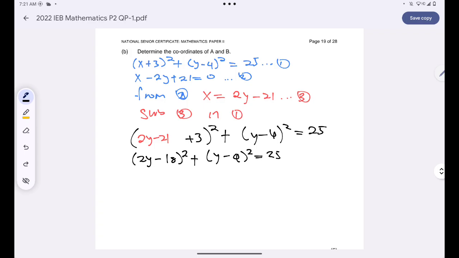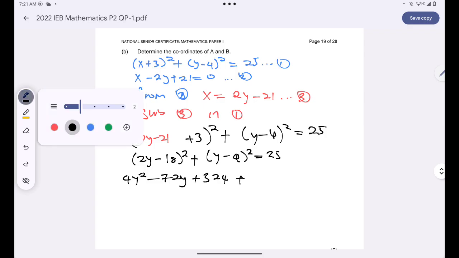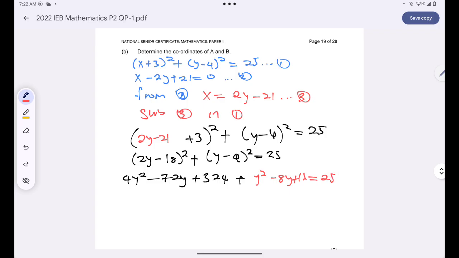You'll obviously open the two brackets over here. You'll end up having 4y squared minus 18 times 4, minus 72y plus 324. And then for the second bracket, let's write that in red. You'll have y squared minus 8y plus 16 is equal to 25.